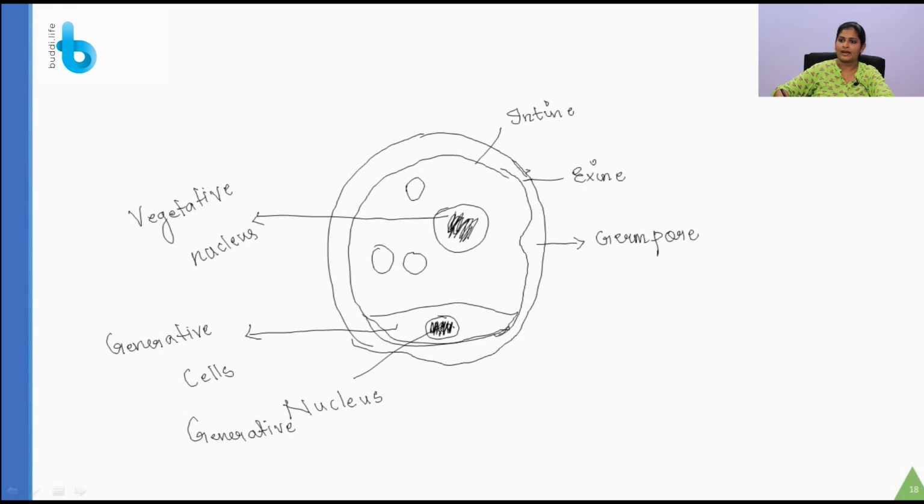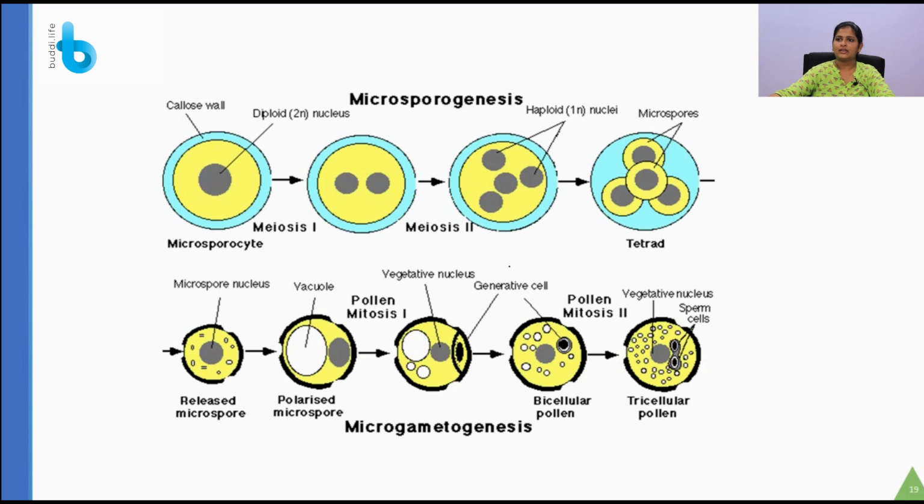Whereas in some plants, the generative nucleus will divide to form two male gametes. So these divide to form two male gametes. Sometimes after the release they will divide and form the nuclei. So in some plants the 3-nuclei form is present before release, but in some plants only after release.